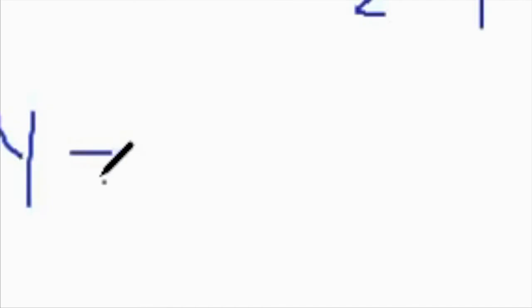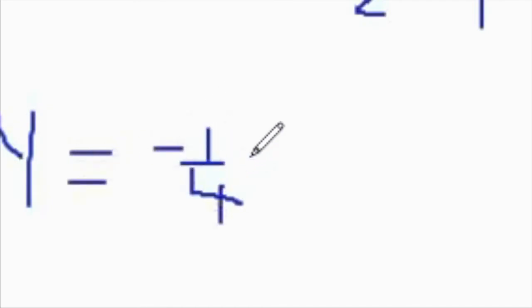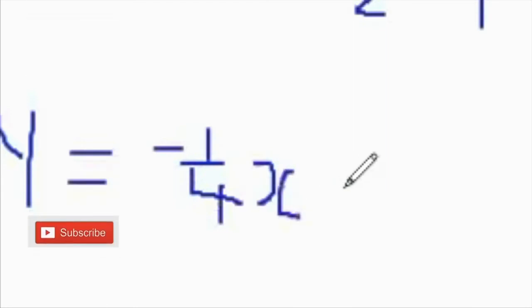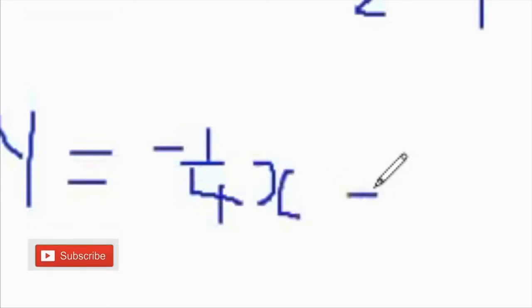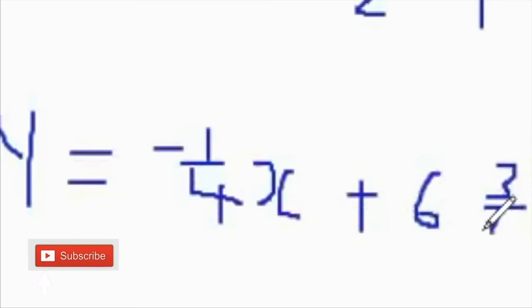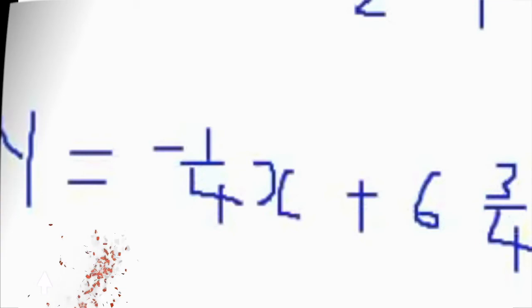We're not through. We need to rewrite it in the formula y equal mx plus c. So as you can see, I'm replacing the gradient, which is negative a quarter, for m, and the y-intercept, which is 6 and 3/4, and that is it.